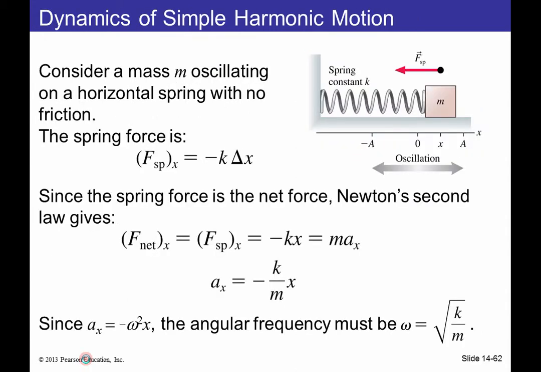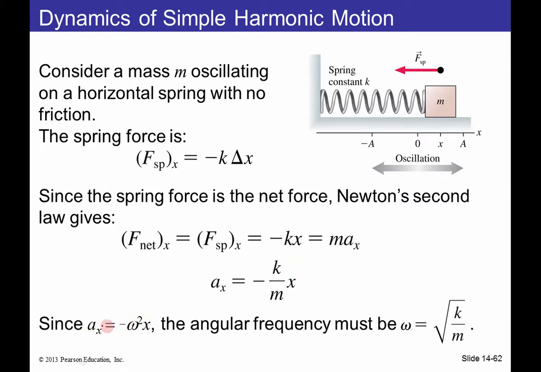This also comes from using Newton's second law. Remember, the force on the spring is equal to minus k delta x, where delta x is the distance from equilibrium to where the particle is located. This delta x is just x because the equilibrium position is 0. Then Newton's second law says the net force, minus kx, the force due to the spring, has to equal mass times acceleration. From here we can write that the acceleration is minus k over m times x.